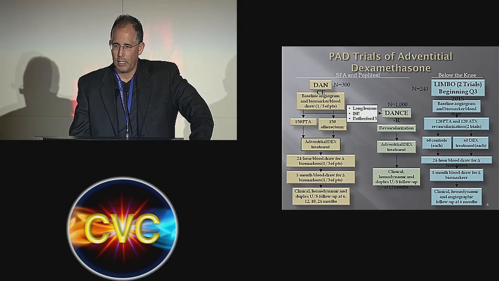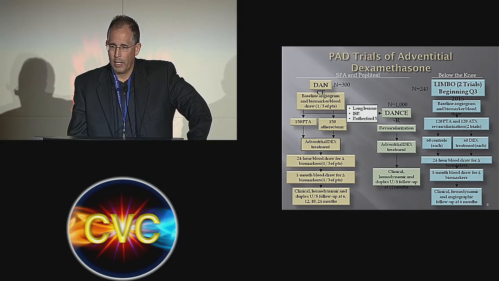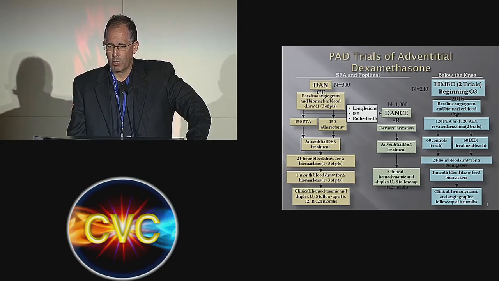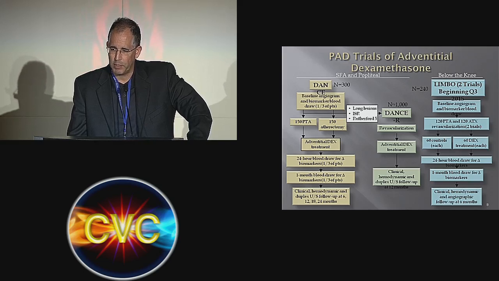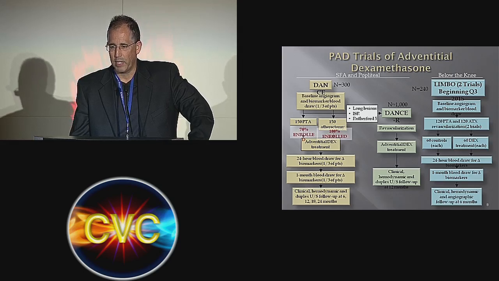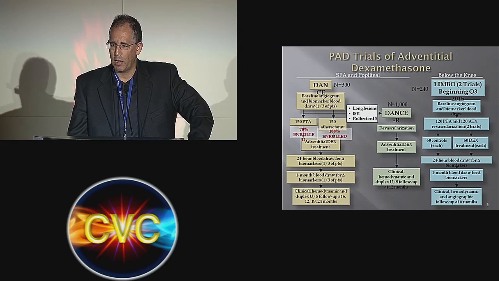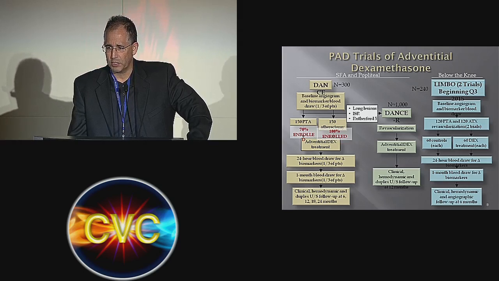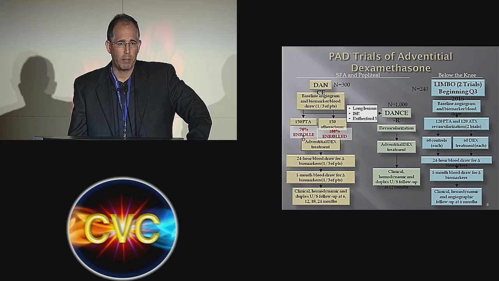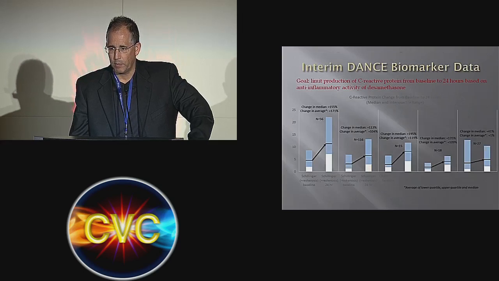So we're currently enrolling in the DANCE trial, and the first arm is separated into two arms. One is 150 patients that have atherectomy, followed by administration of dexamethasone by the Bullfrog. The other arm is 150 patients that have plain old balloon angioplasty, followed by administration of dexamethasone. At the present time, we're 100% enrolled in the atherectomy arm, 70% enrolled in the balloon angioplasty arm. We're also currently in trial design for the LIMBO trial, which is essentially looking at the same thing but below the knee, and that's expected to initiate sometime this year.